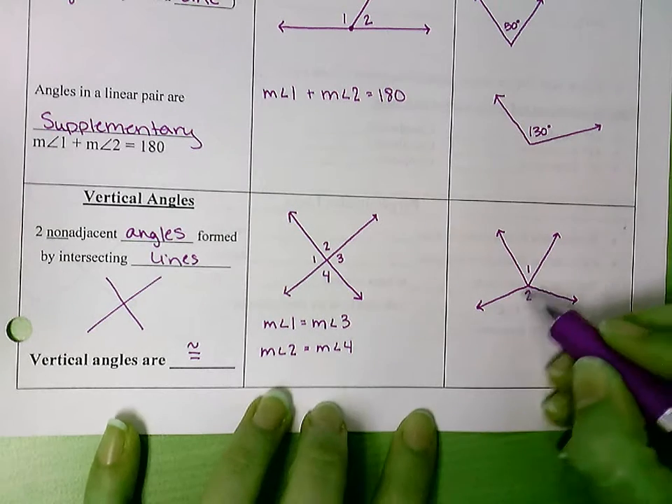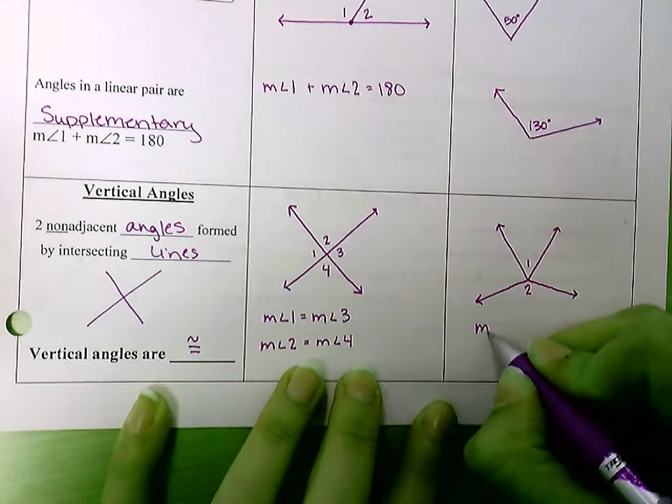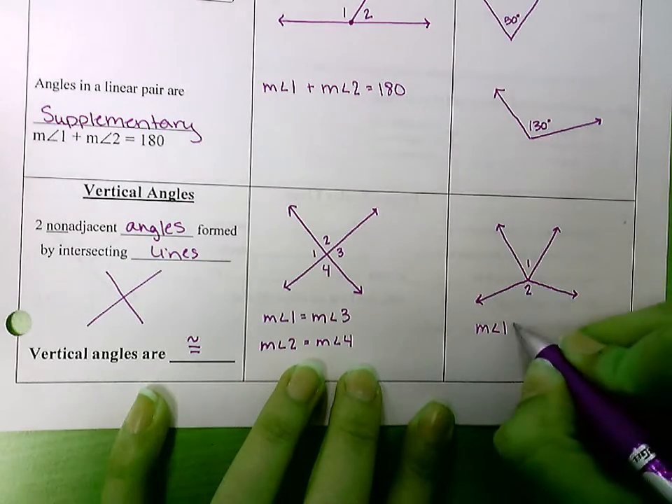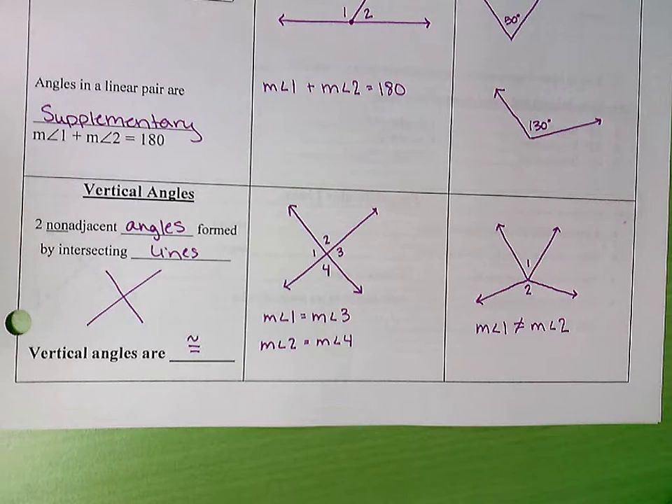So they have to be a straight line through. So in this case, I can write the measure of angle 1 does not equal the measure of angle 2. Those two are not equal. They're not vertical angles. Questions? Are these vocabulary words making kind of sense here?